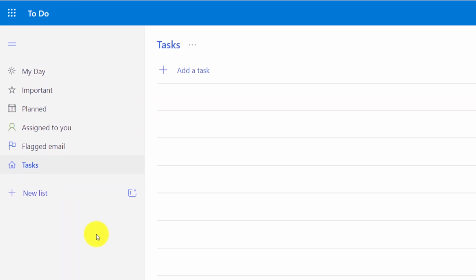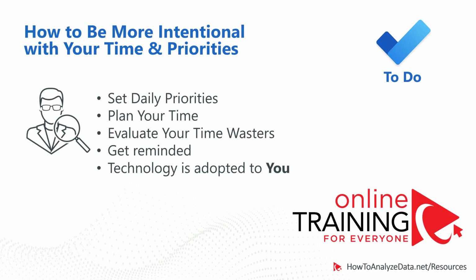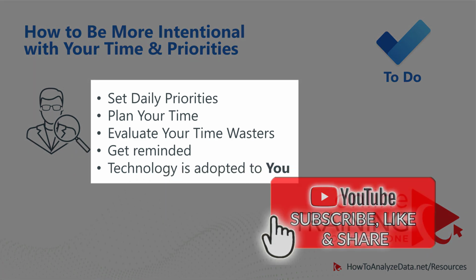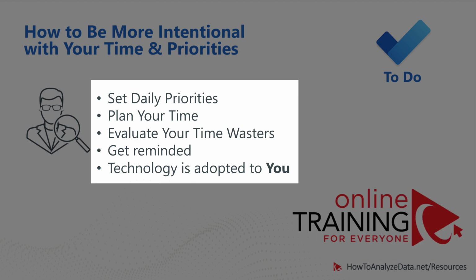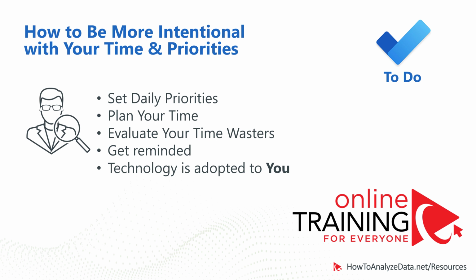The interface of ToDo is a little bit different than the interface of other Office.com products, but it's probably going to change over time, as Microsoft will adapt this product to the Office.com suite. The biggest problem Microsoft ToDo solves is how to be more intentional with your time and priorities. It allows you to create to-do lists for almost anything, for your business, for your home projects, or just a list of groceries. In addition to simple to-do lists, it allows you to set daily priorities, plan your time, evaluate your time wasters, get reminders, and this is a technology adapted for you, as ToDo works on multiple different platforms.